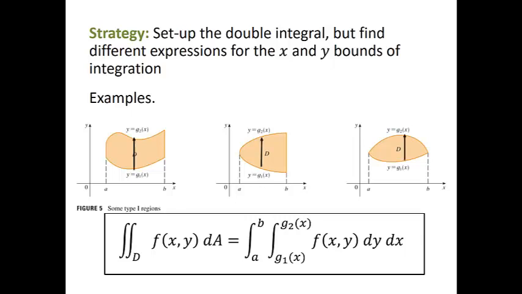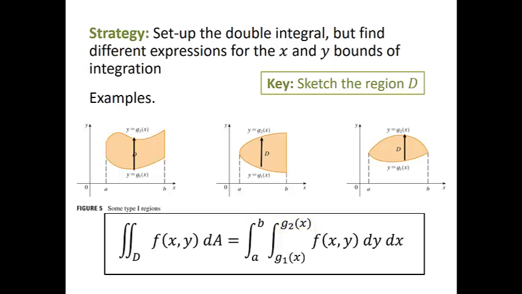Another comment. Notice that in the region D, y is bounded below by the function g1, and therefore the lower bound of our integral is g1. And D is bounded above by the function g2, therefore g2 is the upper bound on our integral. The key to getting these bounds correct for our integrals is to sketch the region D.